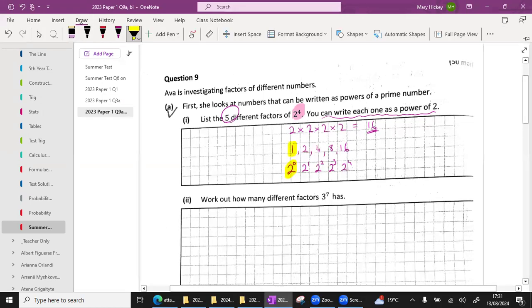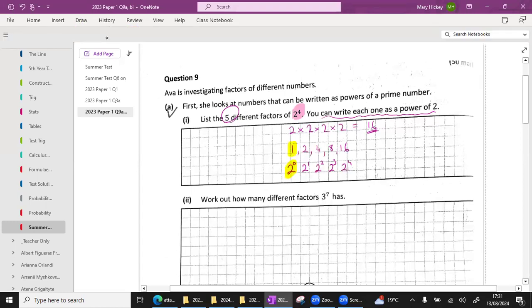Okay, work out how many different factors 3 to the power of 7 has. Now, we can go into detail with this one, or we can look at what we've done before. When it was a power of 4, we had 5 factors. So if we have the power of 7, we should really be expecting 8 factors. Now, let's say we didn't know that. Well, let's follow the same idea.